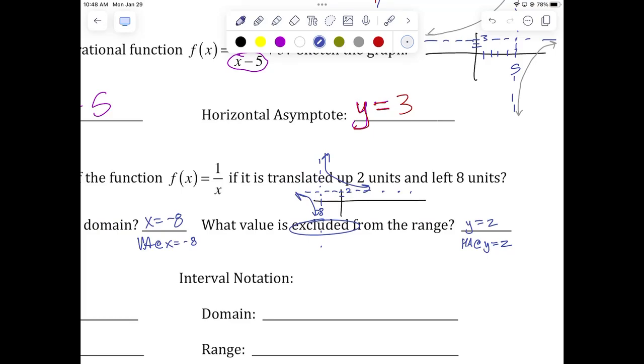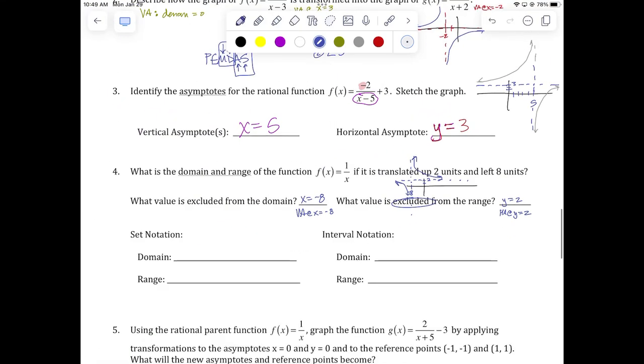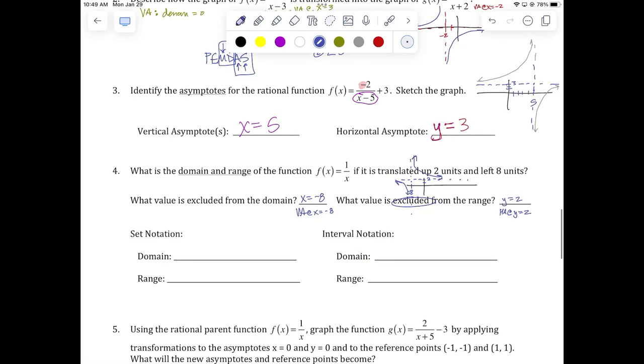Easy, right? Now we can write it in set notation. The domain again is going to be the set of all x such that x is not equal to -8, and the range can be the set of all y such that y is not equal to 2.